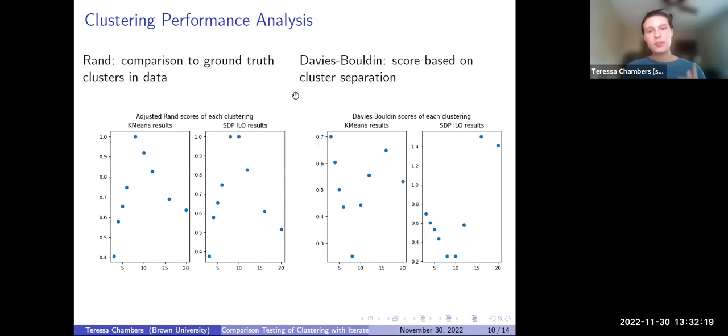But the one big downside to this is, of course, that the RAND score requires knowledge of a ground truth. In a real world setting, you're not going to have knowledge of a ground truth. That's the whole point of the problem. So I also wanted to test how this would look in comparison to K-means with a clustering score that did not rely on ground truth. And that's where the Davies-Bouldin score comes in.